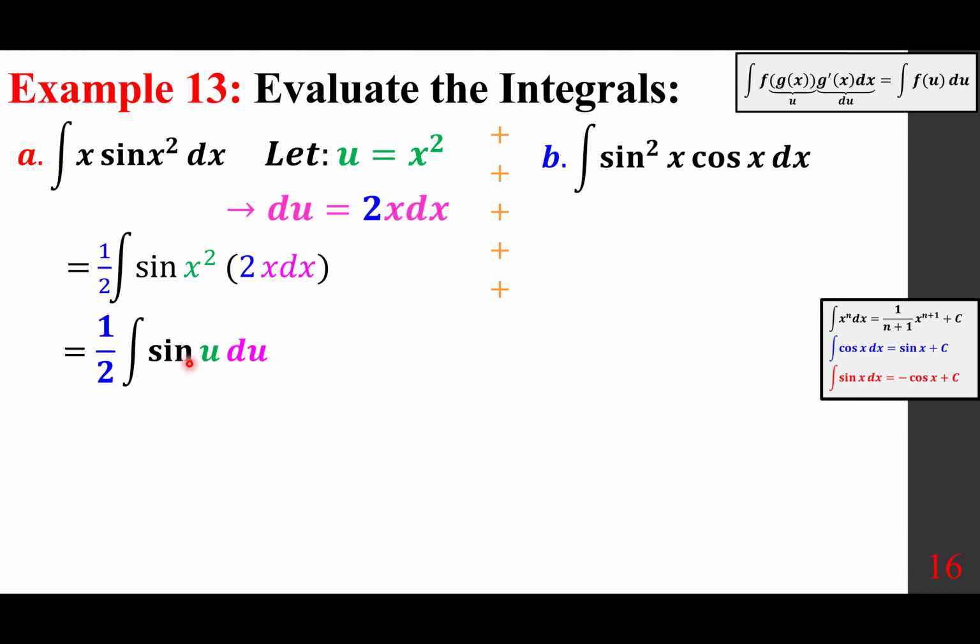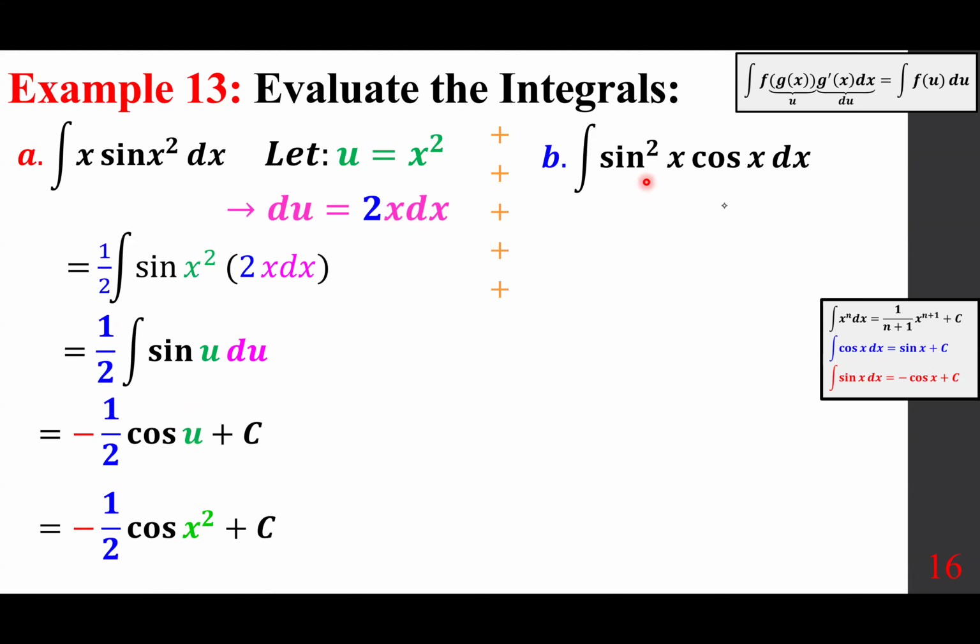The derivative is positive, but the integral is negative cosine. So negative 1/2 cosine u and a constant. We're dealing with this, right? I replace the u with x squared. The final answer is negative 1/2 cosine of x squared plus a constant.